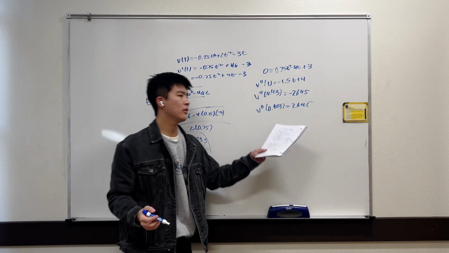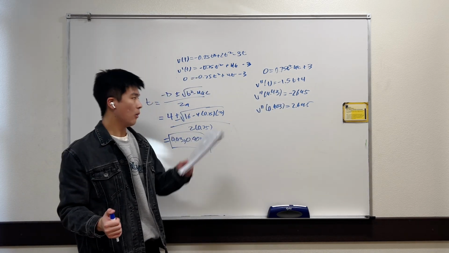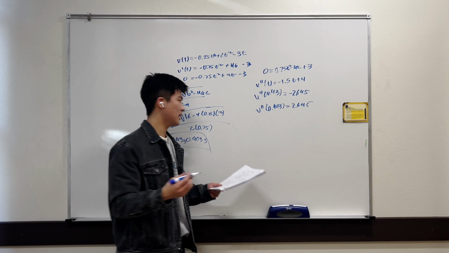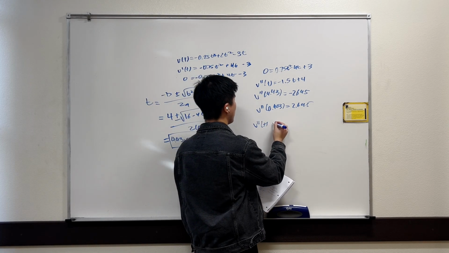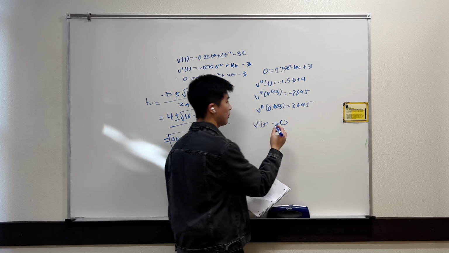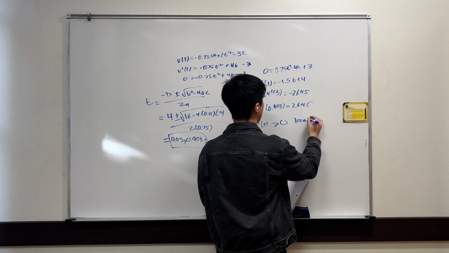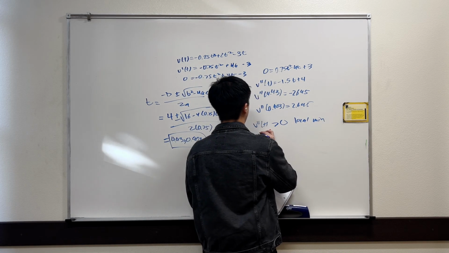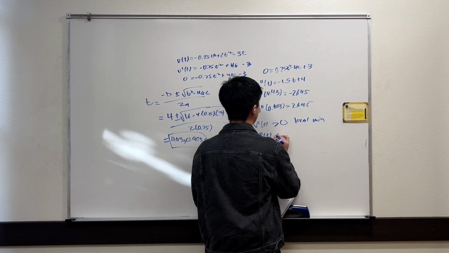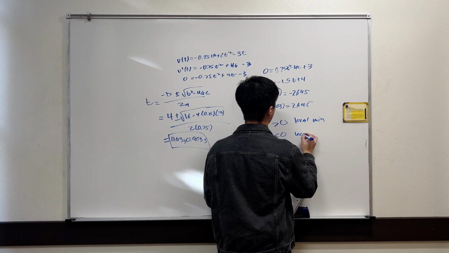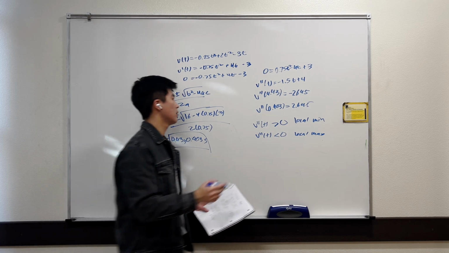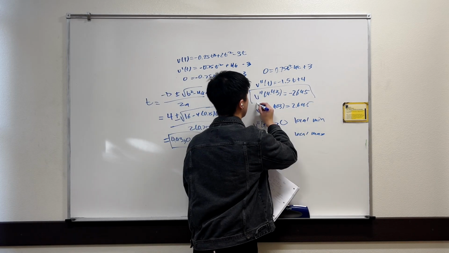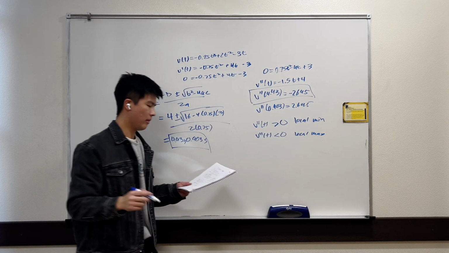And so now what do you do with these values? You get a negative value and you get a positive value. Well, what the second derivative test says is if the second derivative is greater than 0, it would be a local min. If the second derivative is less than 0, then it will be a local maximum. And so given our two values, this right here is going to be our local maximum.